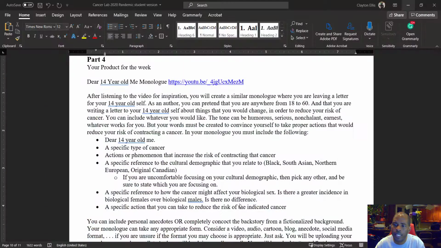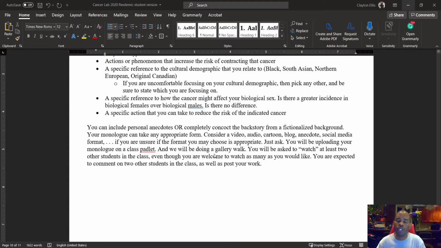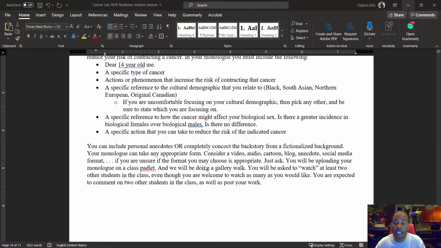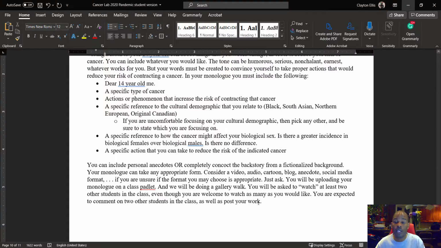And then we're going to do a gallery walk. So on Friday, we're going to walk around virtually around the Padlet. You're going to look at everyone else's. You must comment on at least 2 other people's, and that's the activity. So once again, it will be a completion activity, and this will help prepare you for your final task in a couple of weeks.